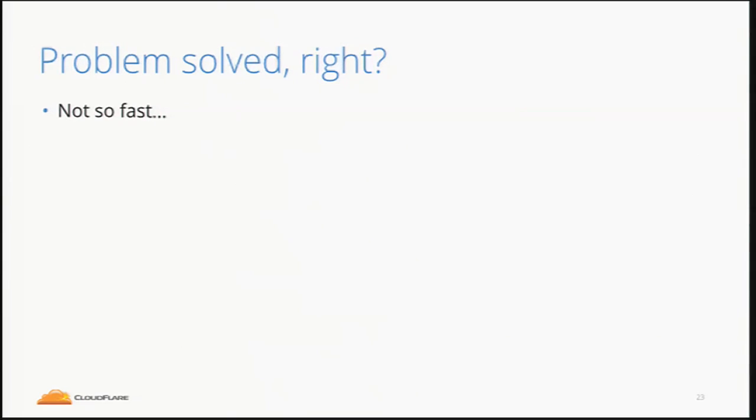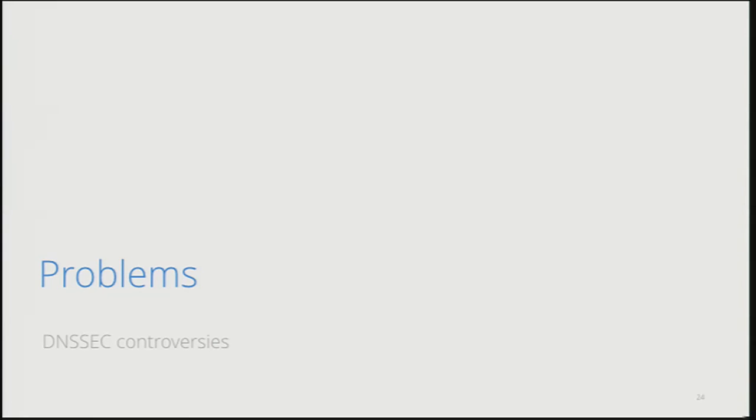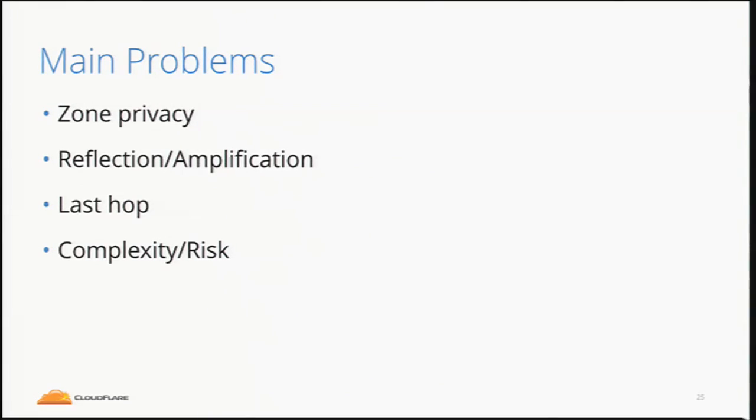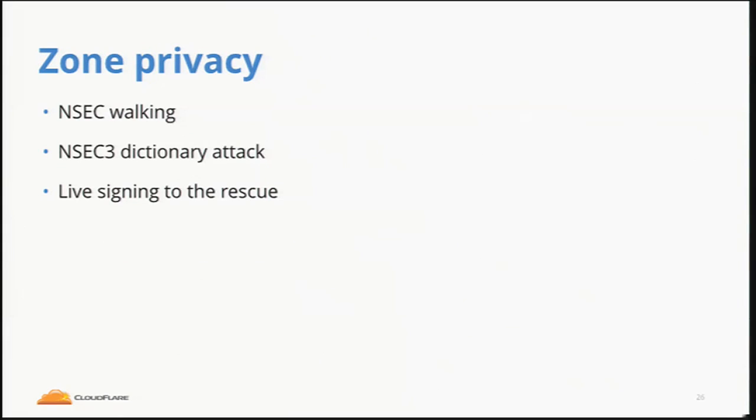And there's a reason that this talk even exists at all. There are several problems with DNSSEC and controversies about how it was designed and how it's going to be deployed. And I'm going to go over these right now. So there are 4 main problems: zone privacy, reflection amplification, the last hop, and complexity and risk. Let me walk you through these.